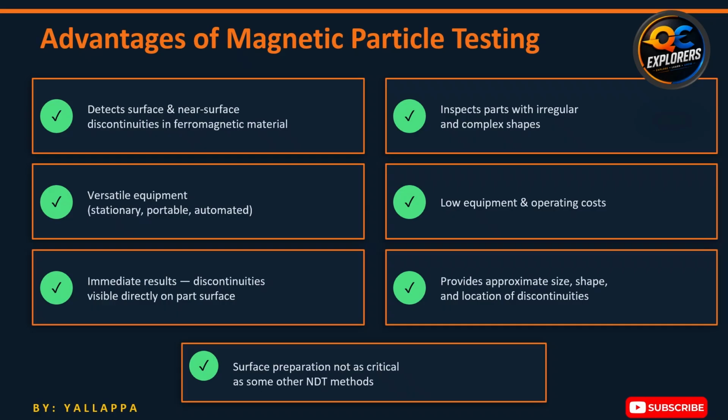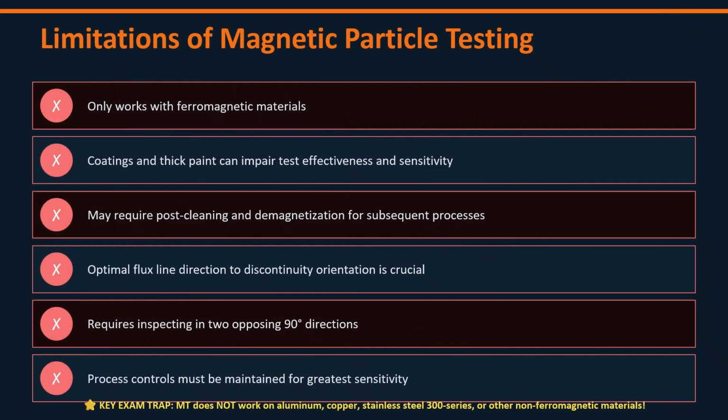So, in summary, magnetic particle testing is fast, economical, versatile, and highly sensitive to surface and near-surface discontinuities in ferromagnetic materials. The limitations of MT are just as important as its advantages. The first limitation is material. If the component is non-ferromagnetic, conventional magnetic particle examination is not the appropriate method. This is why material identification is an early step in the inspection process.